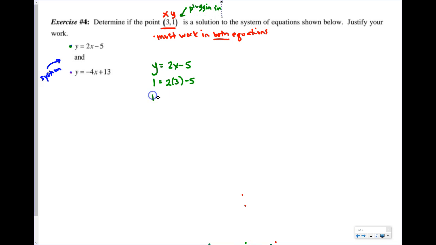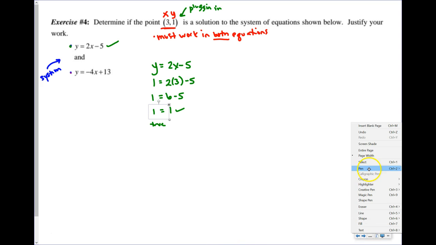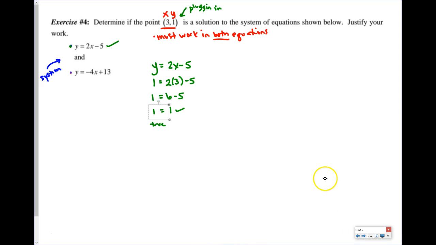Okay, now I simplify. 2 times 3 is 6. And 6 minus 5 is 1. So it's true for this one. So the first equation is good. But because this is a system, this point will only work if it's also true on the other equation. So I'm going to go to my other equation. So now I'm going to write my other equation. y equals negative 4x plus 13.